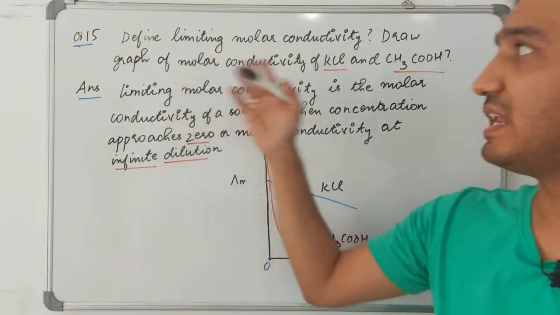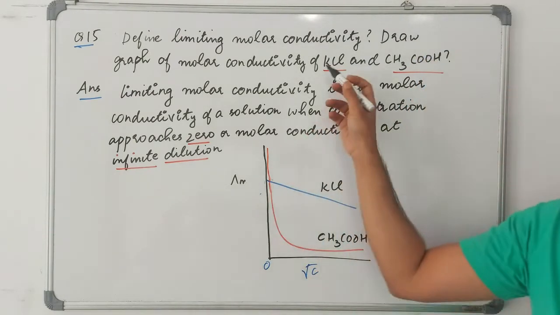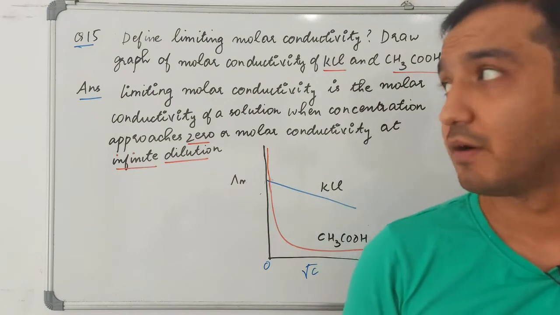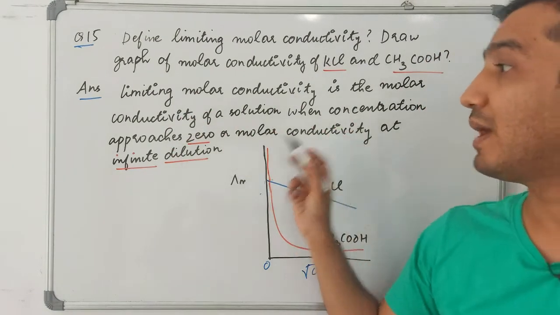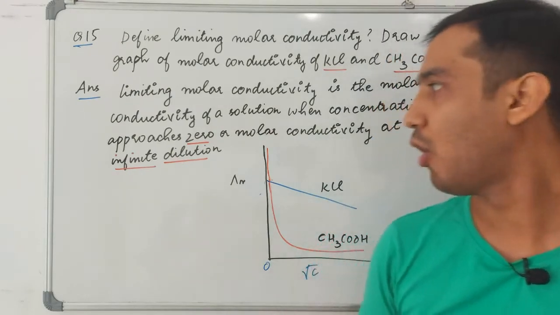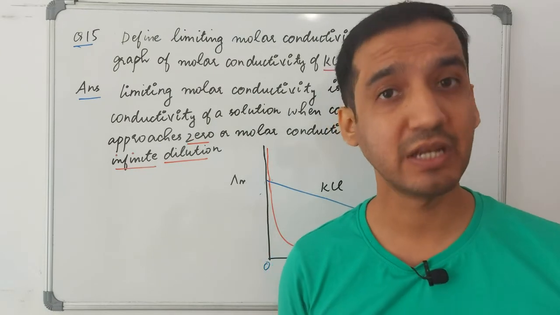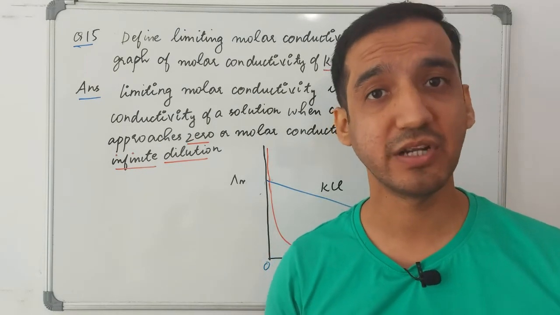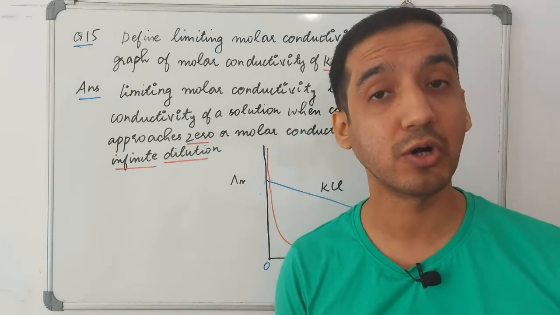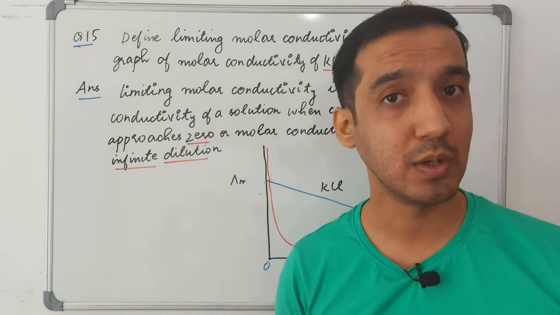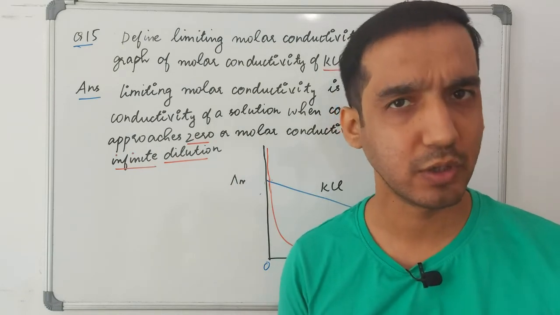Question 15 is define limiting molar conductivity and draw the graph of molar conductivity of the KCl and acetic acid. First, what is limiting molar conductivity? It is the molar conductivity of a solution when concentration approaches zero, or molar conductivity at infinite dilution. Suppose you are adding water in a solution. As a result, what happens? Concentration decreases, and if you have added a large amount of water, concentration can become equal to zero. At that moment, molar conductivity is called limiting molar conductivity.